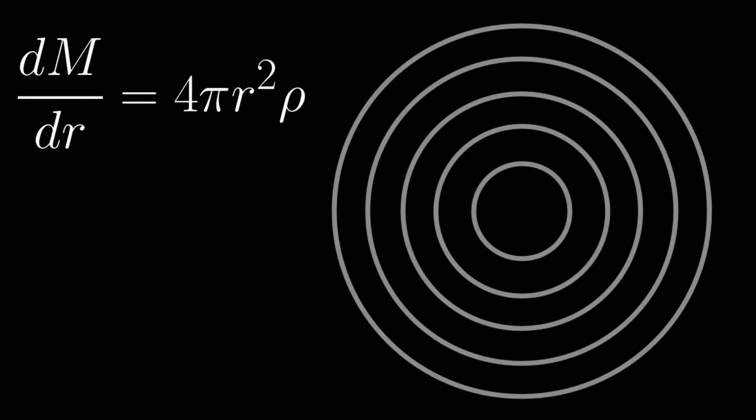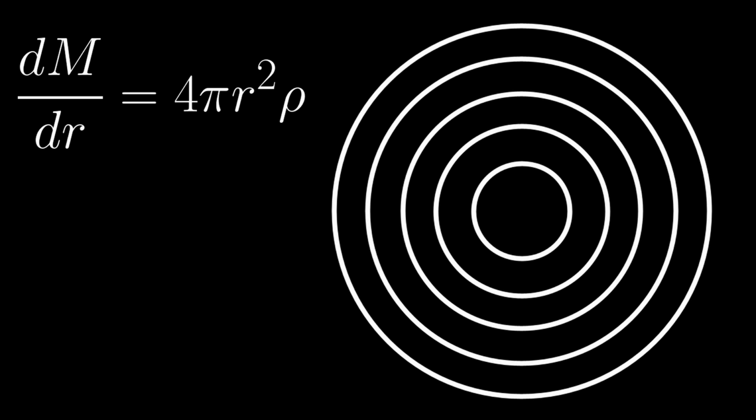The second one gives the mass of each shell. We can imagine our shell as having some volume 4 pi r squared dr, because the surface area of the shell is 4 pi r squared and its thickness is dr. We then multiply this by the density of the shell to get its mass.